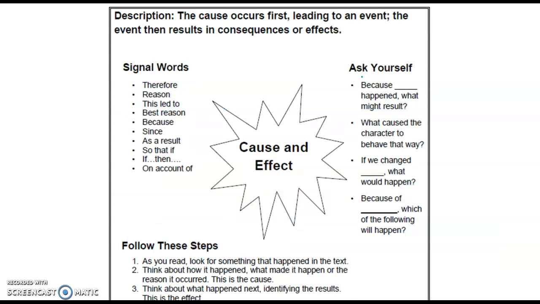The cause occurs first, leading to an event. The event then results in consequences or effects. So again, things are happening because of other things. We talked about some of the signal words that we can find or use in our writing when we're talking about historical texts. We might see therefore, reason, this led to, best reason, because or because of.